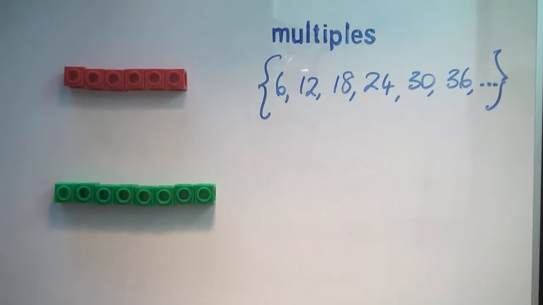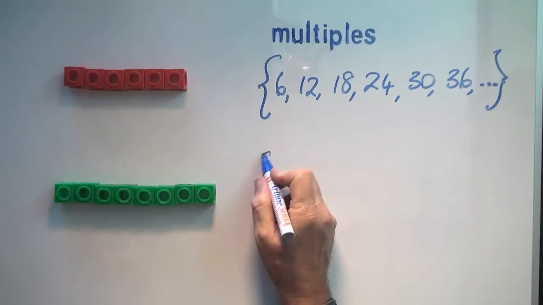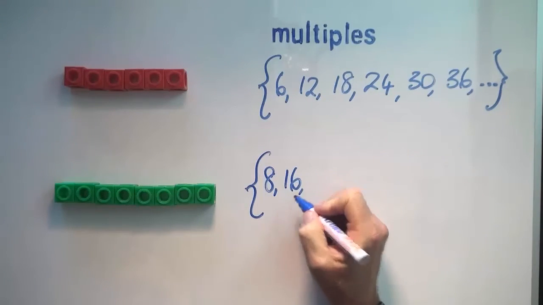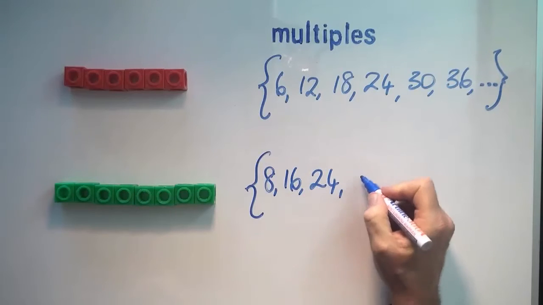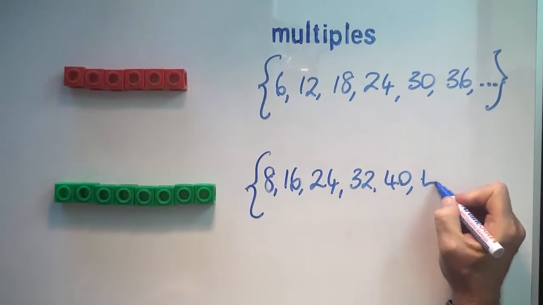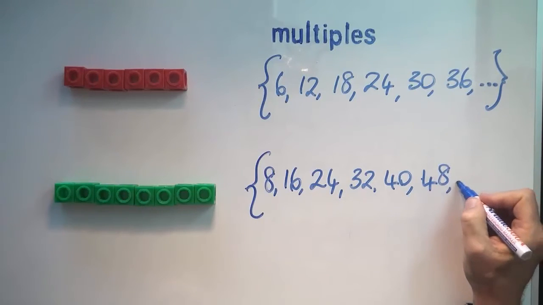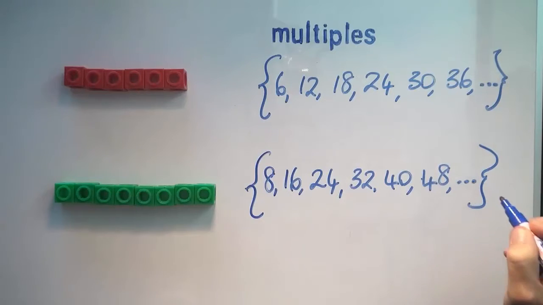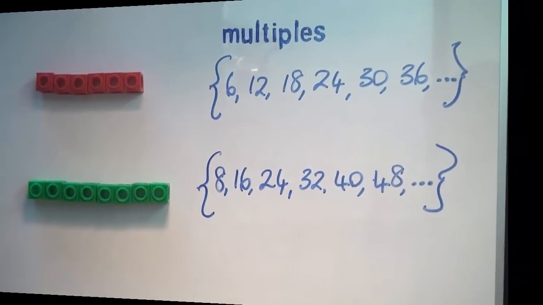So here I have 8, and the multiples of 8 would be 8, 16, 24, 32, 40, 48, and so on. As I said, it's an infinite set. Now I wish to return to the worksheet and do an exercise on multiples.